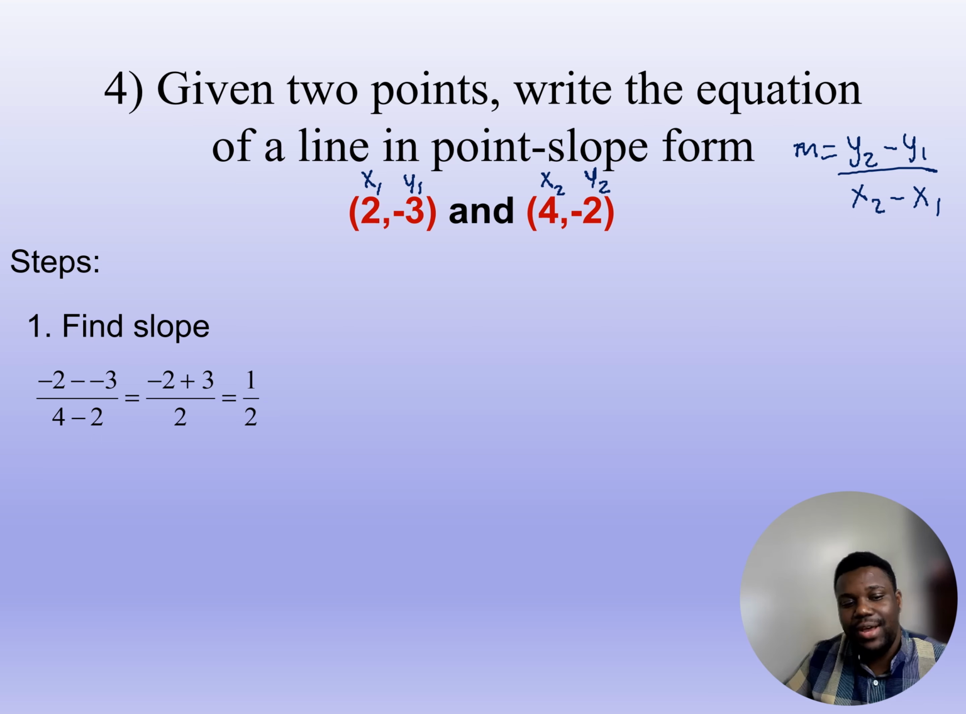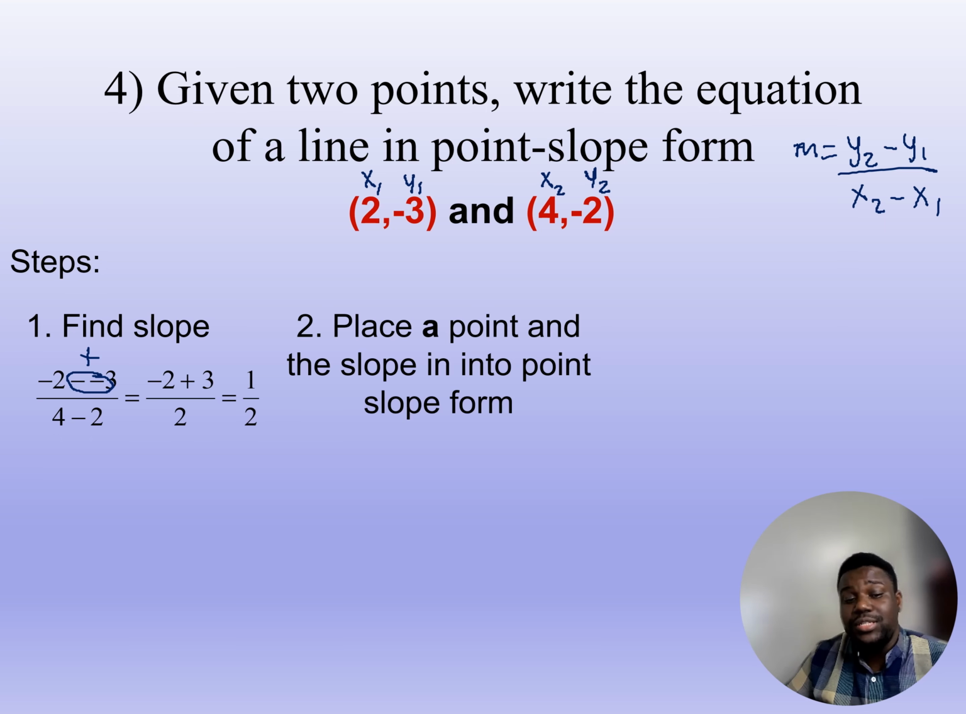And we do some simplifying, so these two negative signs combine to give you a plus, so we have negative 2 plus 3, which is positive 1, and 4 minus 2, which gives you positive 2. So the slope is equal to a half. Now the second thing, now that we have our slope, so m is equal to a half, and we have more than 1 point, we're going to pick one of the points and use the slope and write it into the point slope form.